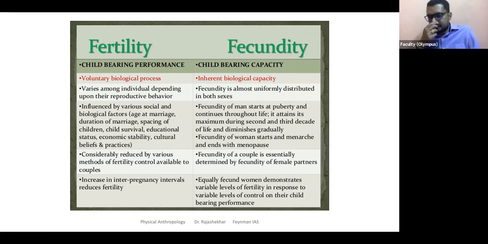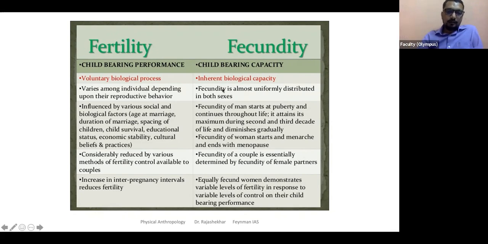At what age does marriage take place? In early marriages, more children. And the duration of marriage, how long they actually are in the relationship. Spacing of children, how did they plan the children being spaced? Every 1, 2 years, every 4 years, like that. Child survival rate, how many children are surviving, can also influence it. Educational status, economic condition, cultural beliefs, etc.